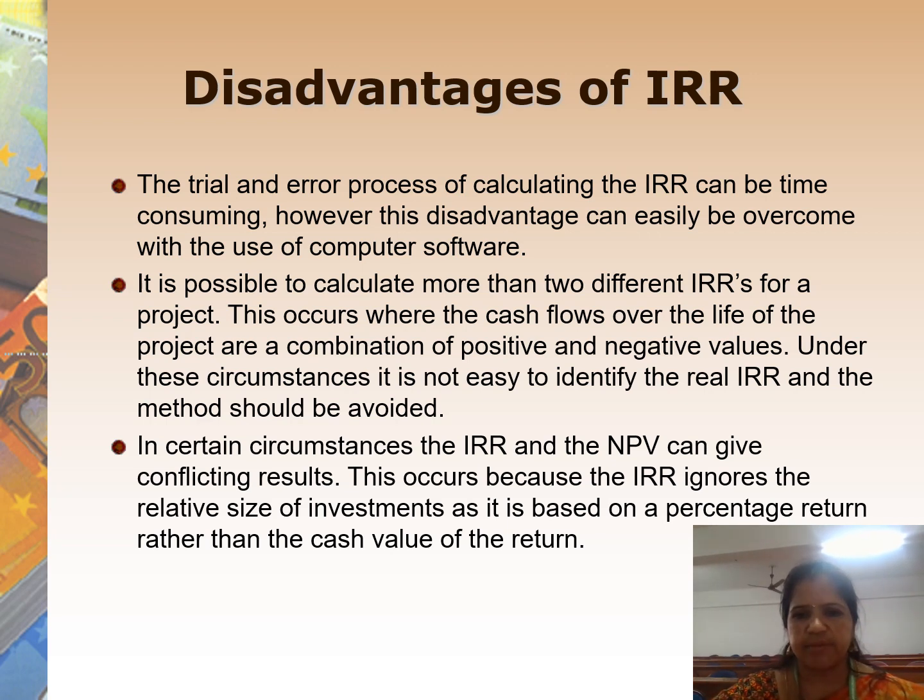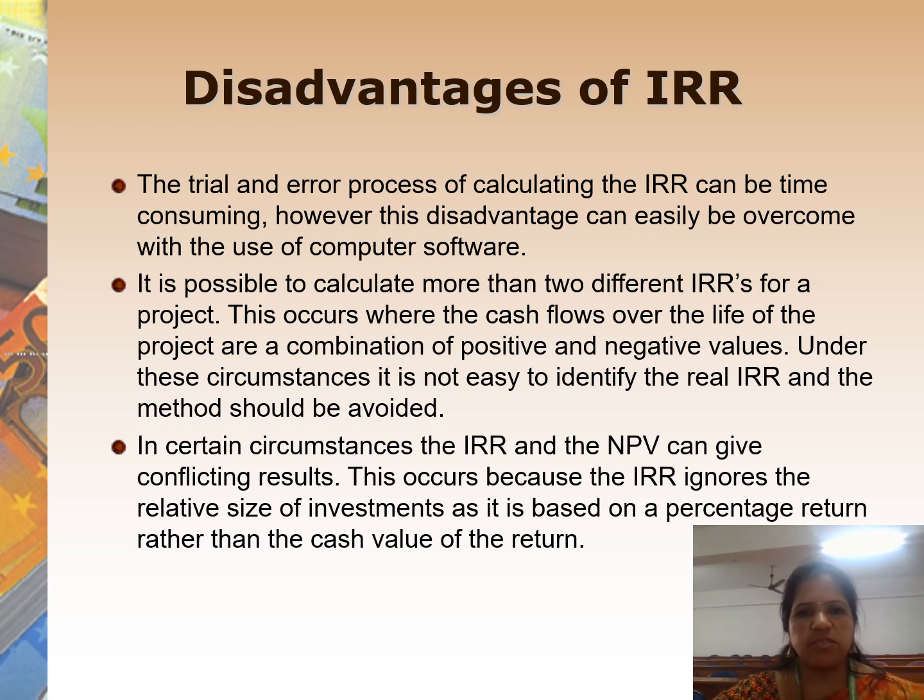In certain circumstances, the IRR and the NPV can give conflicting results. This occurs because the IRR ignores the relative size of the investment, and it is based on the percentage return rather than the cash value of the return.